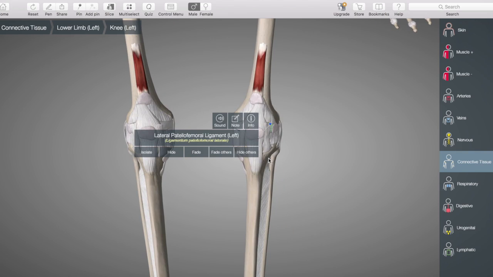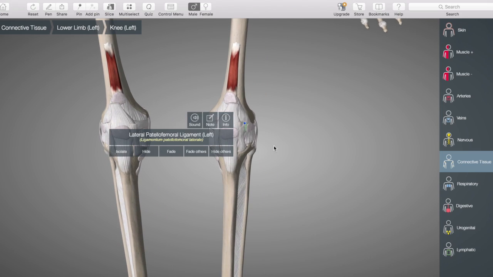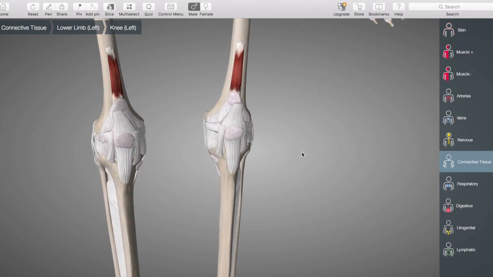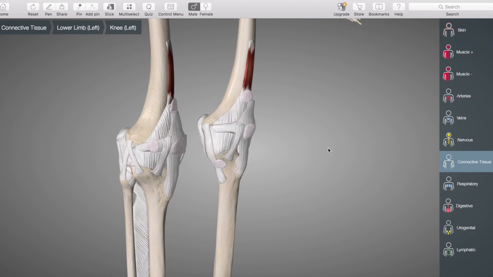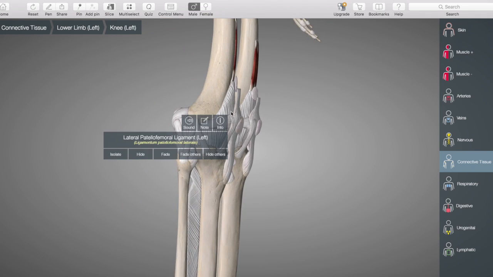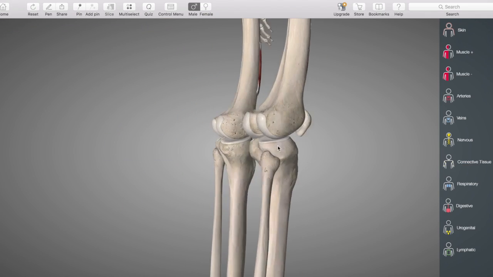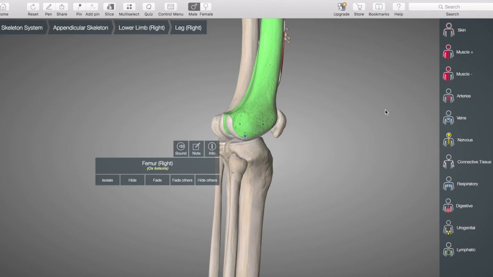The next thing we're going to do is dive behind the patella and talk about osteochondral defects of the patella. That's a really fancy way of saying basically it's a wearing away of the articular surface of the back of the kneecap. And I'll show you that here. We'll take the connective tissue away because we don't need any of that. I'm going to hide this femur.